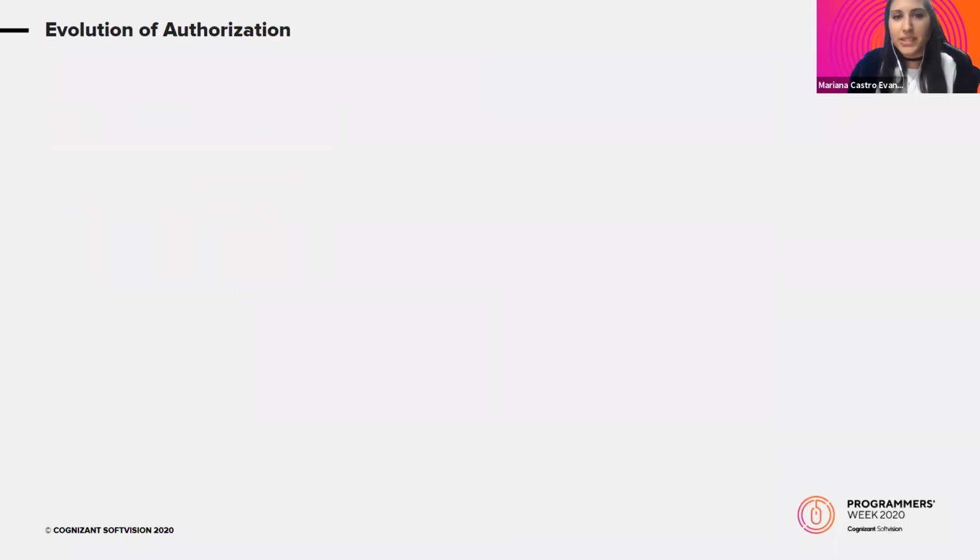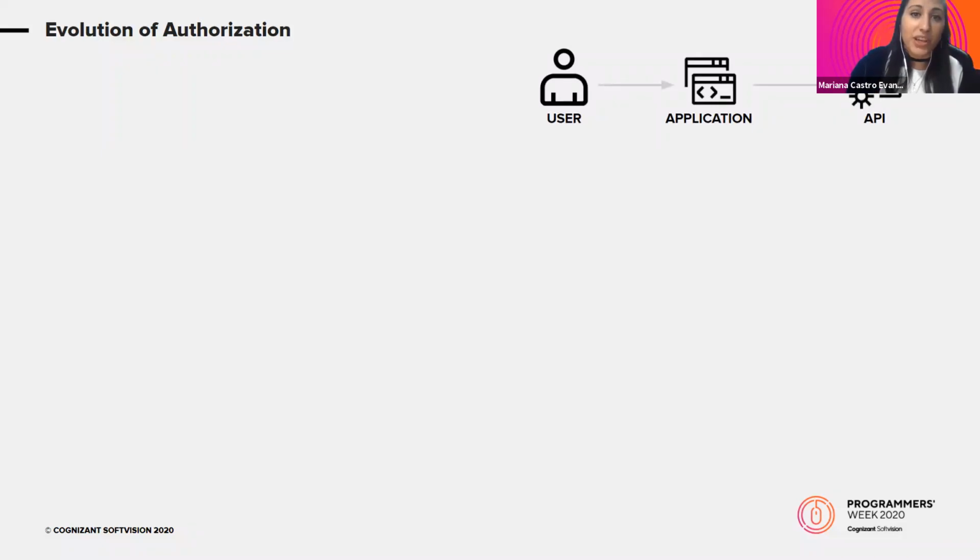Now we're going to talk a little bit about the evolution of authorization because it's nothing new, but we're going to try to understand why some of the traditional methods are no longer suitable. So let's say we have a user that wants to use an application, and this application also wants to access an API on behalf of the user. How can we manage authorization here?